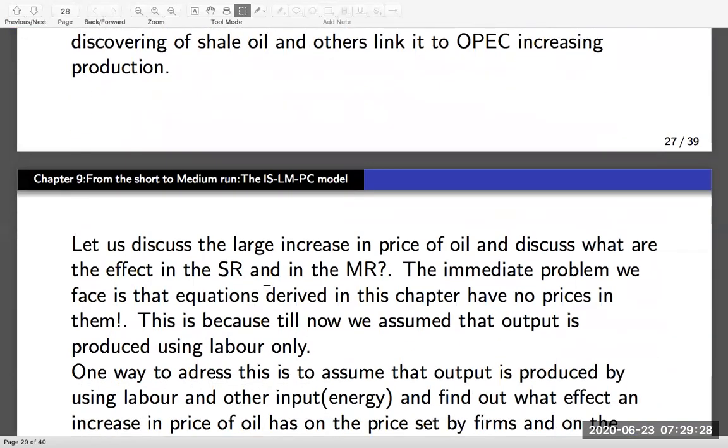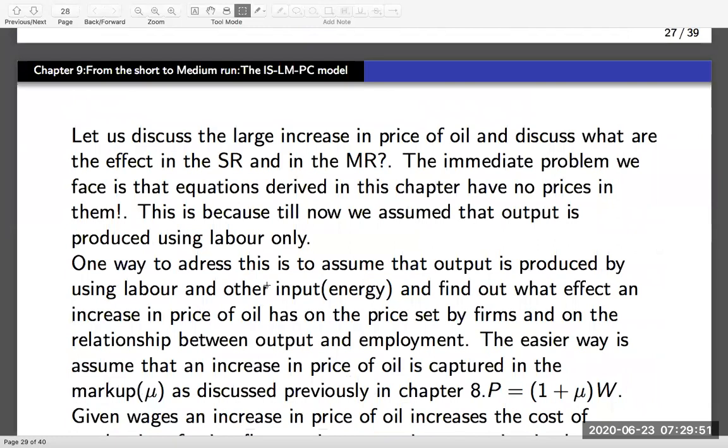Okay, so let us discuss the larger increase in price of oil and discuss what are the effects in the short run and in the medium run. The immediate problem we face is that the equations derived in the chapters have no price in them. This is because till now, we assumed that output is produced using labor only. One way to address this is to assume that output is produced by using labor and another input, i.e. energy, and find out what effect an increase in the price of oil has on the price set by firms and on the relationship between output and employment.